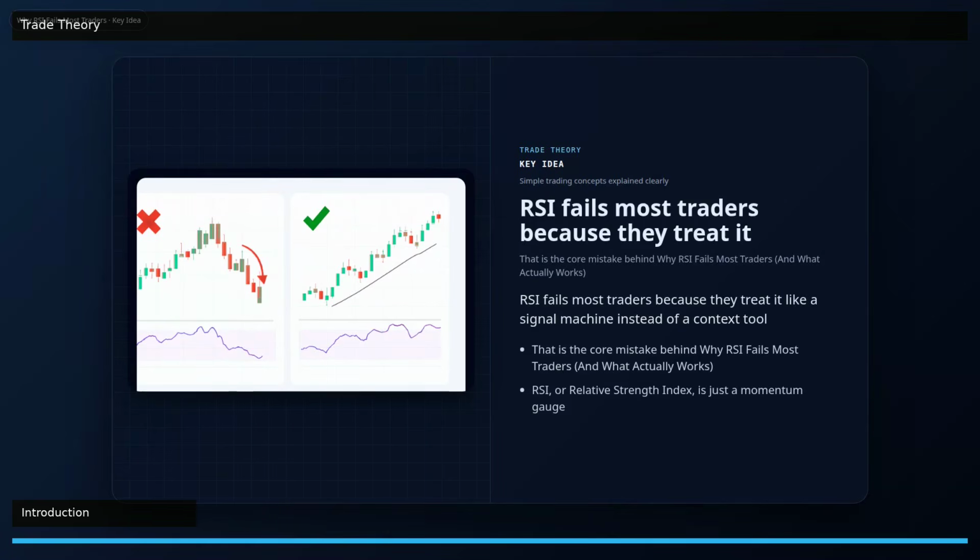RSI, or Relative Strength Index, is just a momentum gauge. It tells you whether price has moved fast in one direction recently. It does not tell you whether the move is about to reverse, and that difference matters more than most beginners realize. I'll show you the part traders miss, because that is where the real answer lives.